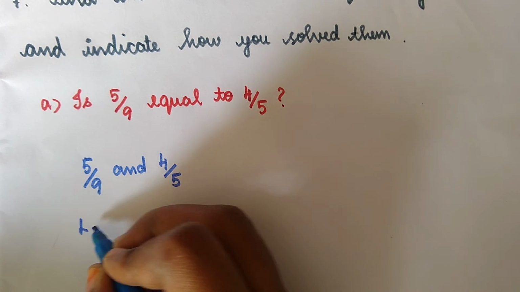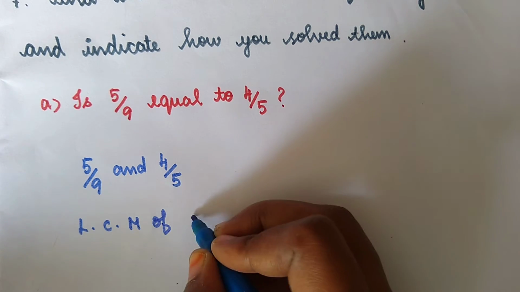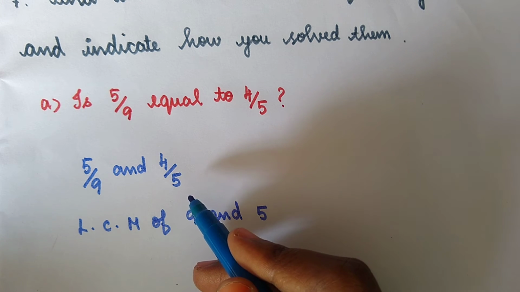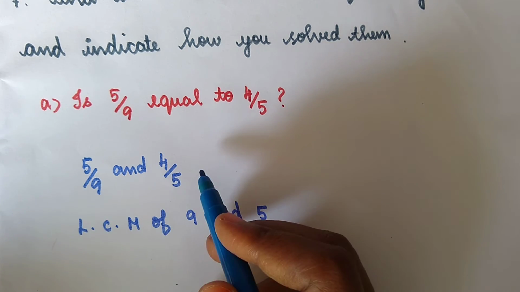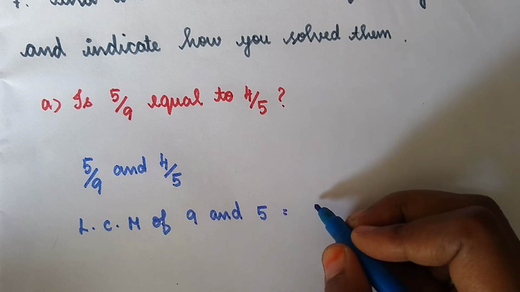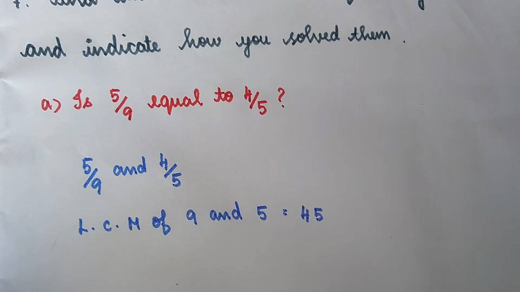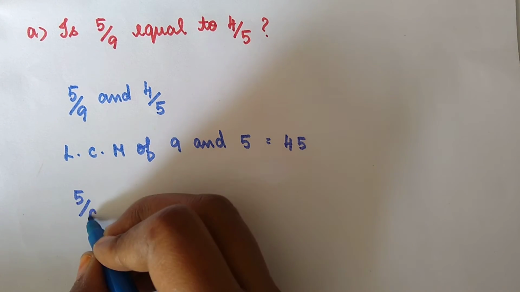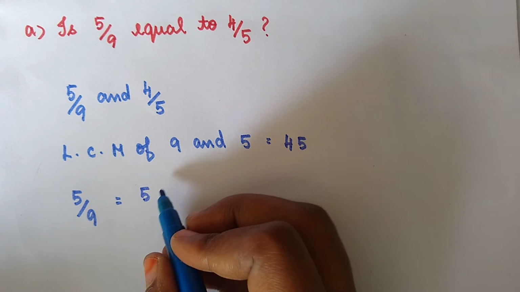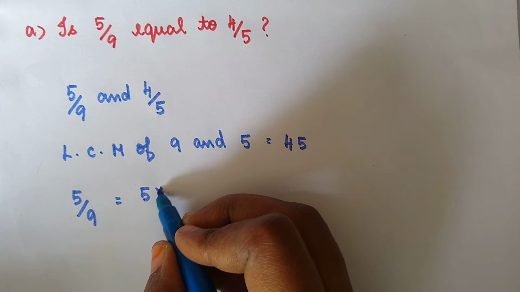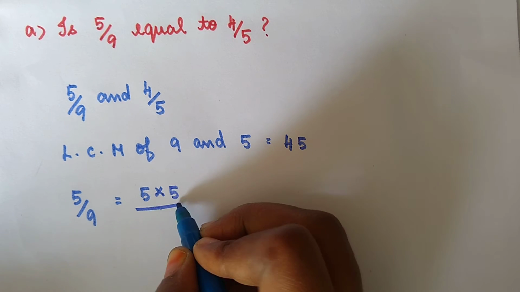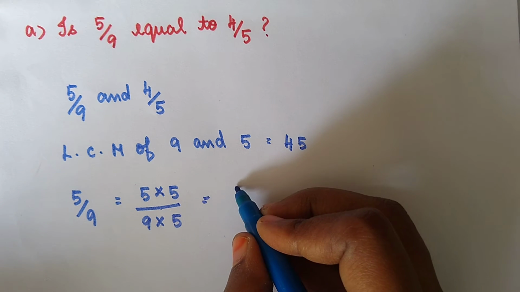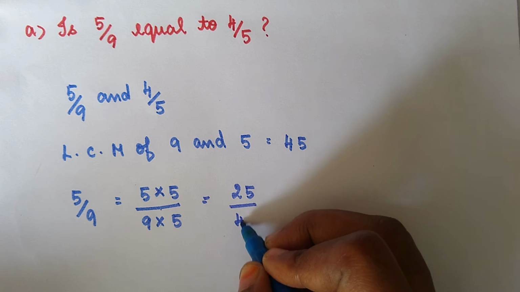So the LCM of 9 and 5: here 9 and 5 are odd prime numbers, so we have to multiply these two numbers, and we get 45. So the LCM of 9 and 5 is 45. So we have to multiply by 5, both numerator and denominator. We get 25 divided by 45.